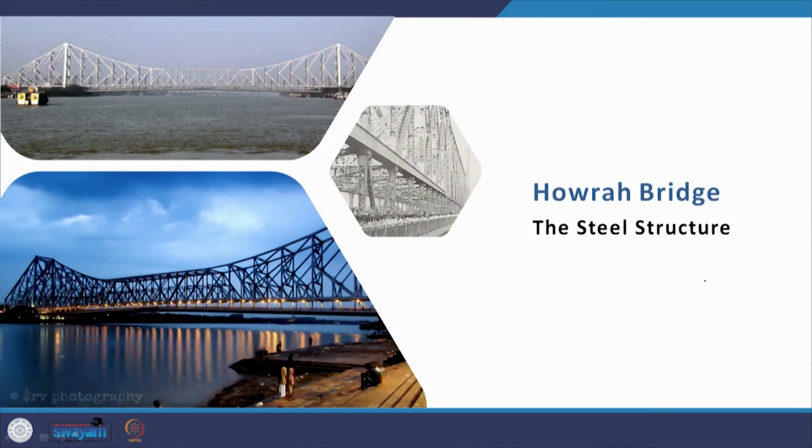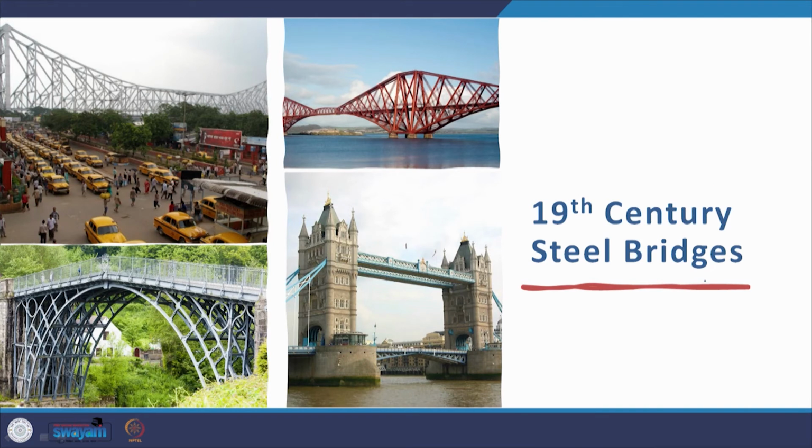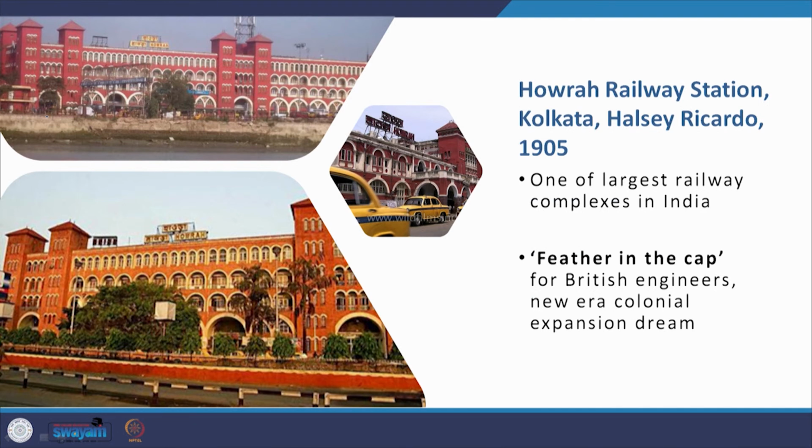Now I'm just putting this as a note in between because we need to talk about the Howrah station. Howrah bridge as a steel structure. Why is it important? Because of the coming of steel bridges in 19th century England, because of the rise of the use of iron in construction. So this happened in England, it happened in Europe, it happened in America, and therefore this came with the Howrah bridge in India parallelly.